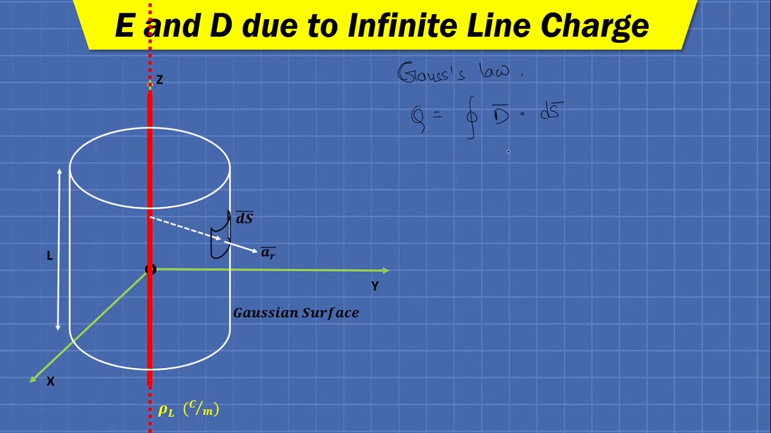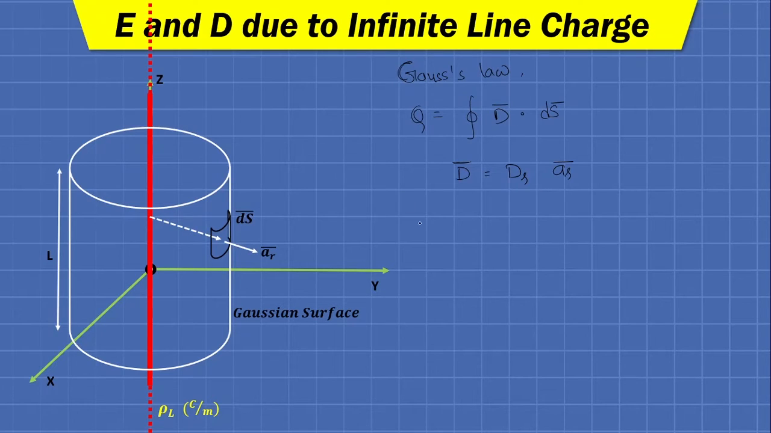Here D bar is only having a radial component, because we know that for this case the flux density will only have its effect in the perpendicular direction to the charge distribution. So D bar will only have the radial component, so we can write D bar equals Dr in the direction of radius. Okay, so for this situation the magnitude of this radial component is still unknown.